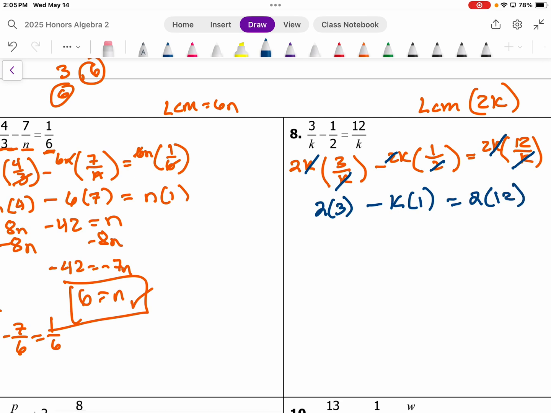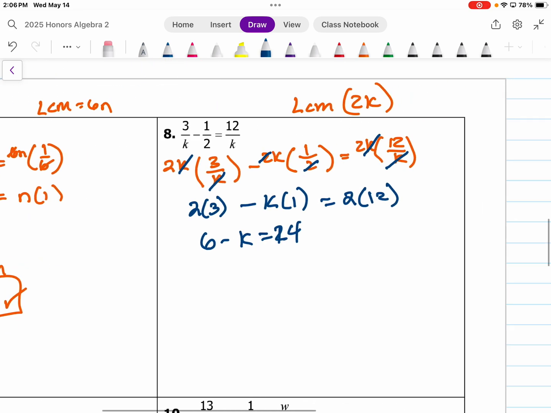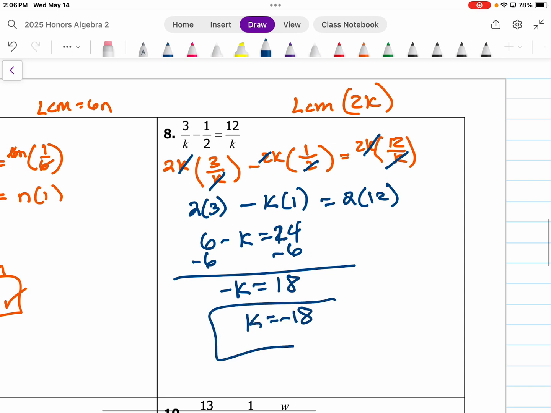Yes? Could you simplify that to 1 times 6? Can I do what? Never mind. Okay. Remember, I'm trying to go the slowest I can without losing you. Okay? 6 minus k equals 12 is equal to 24. And then we're going to subtract the 6. I get negative k equals 18. Therefore, k is equal to negative 18.